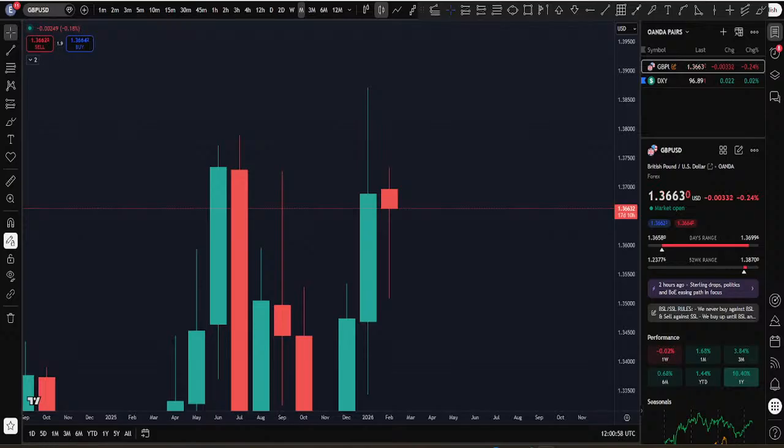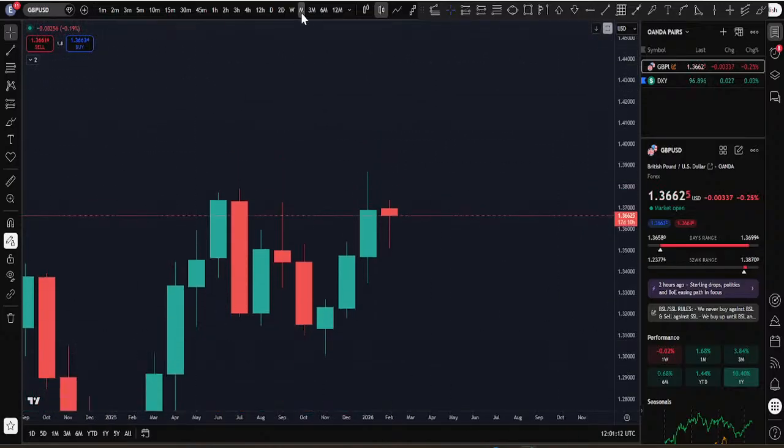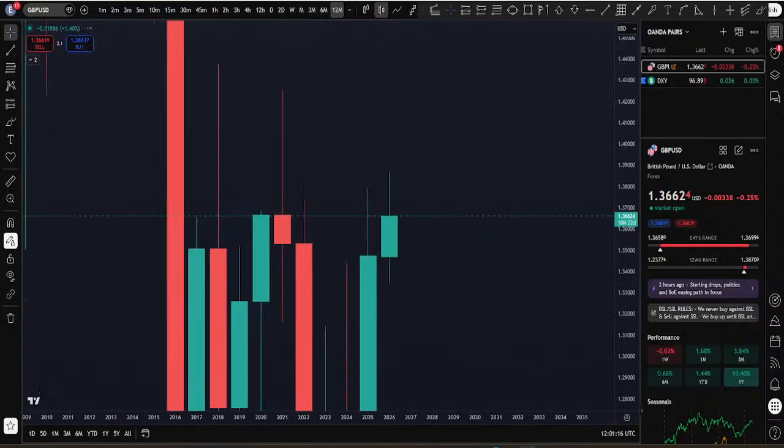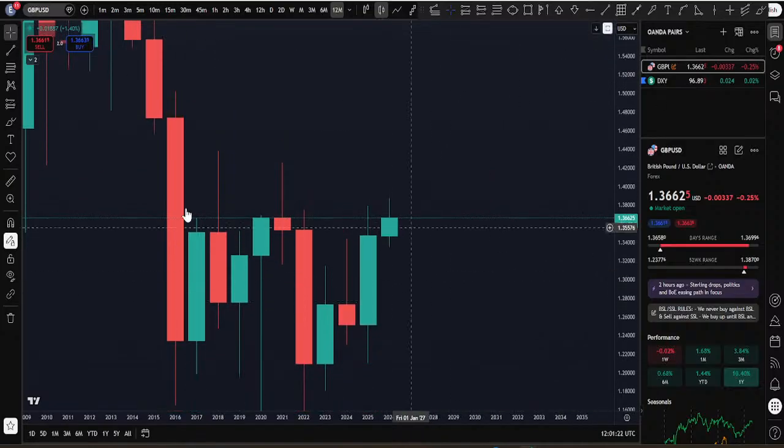Okay, all right, let's get going. Let's see if we can pick up again from where we left off last week. First and foremost, we're going to start on the monthly. In fact, we're going to start on the 12 monthly, and we are going to see what the 12 monthly is telling us.